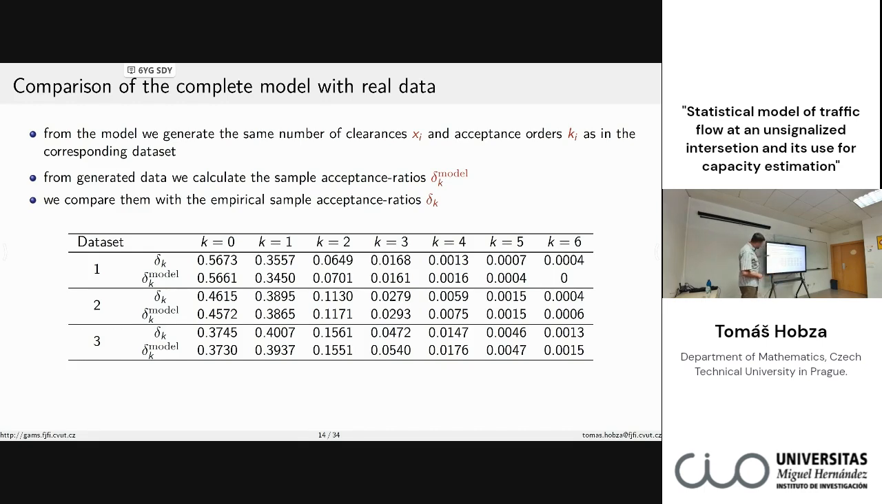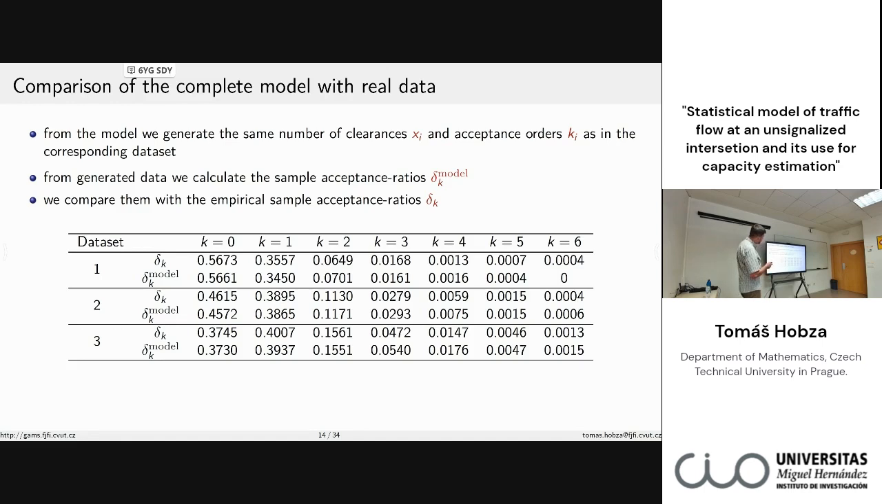delta K. So again, here we can see the comparison for three data sets, the empirical numbers and the numbers from the model data. It can be seen that it works very well, at least in the sense of acceptance ratios. The model describes the real data sets very well in all three cases.